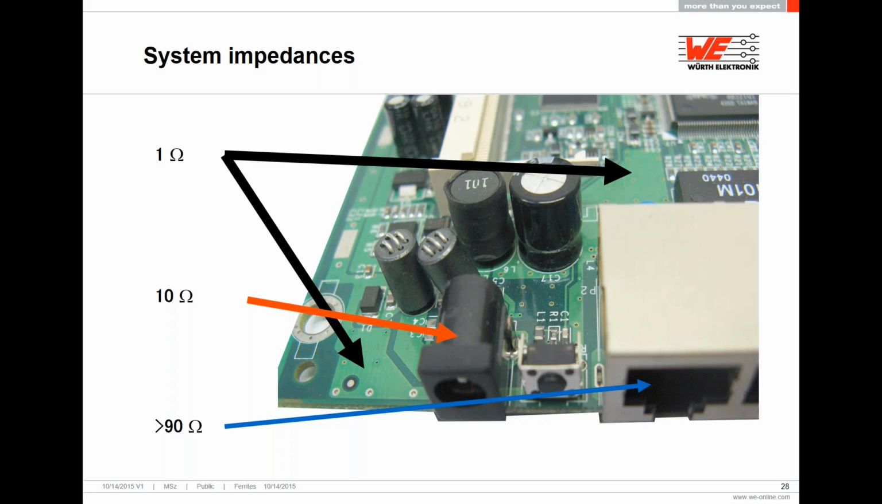Any external signal cables that connect to your device under test are likely to have defined impedances. In this case, we have a LAN or Ethernet port. This has an impedance of about 100 ohms. Typically, these lines have an impedance higher than 90 ohms. So 100 ohms is a really good approximation.